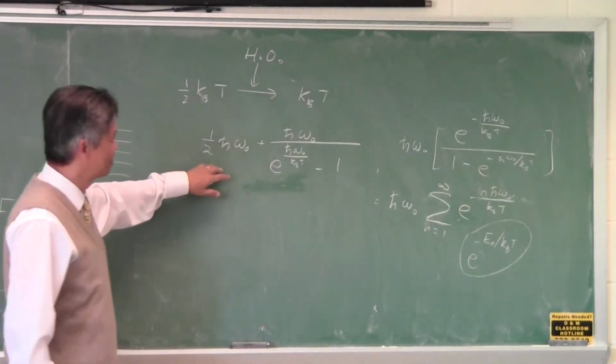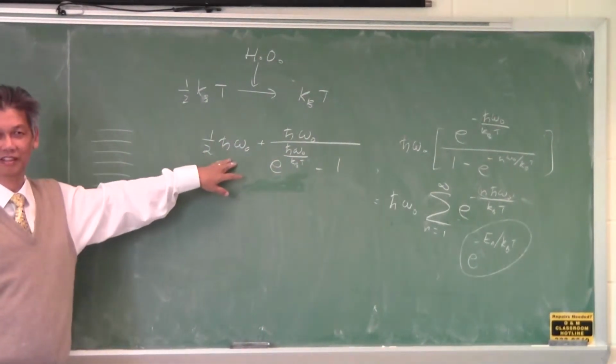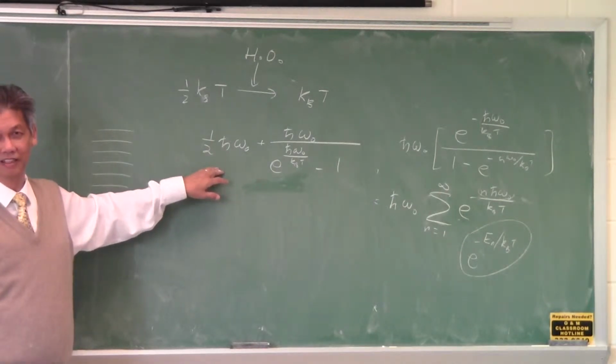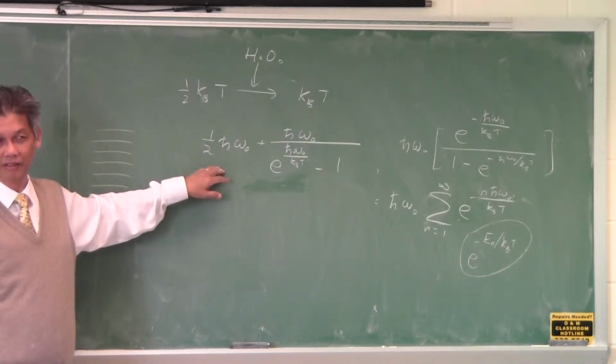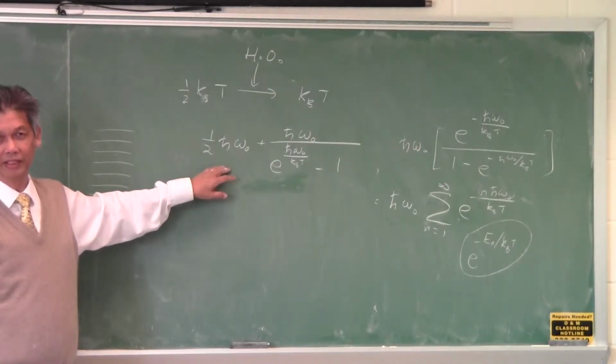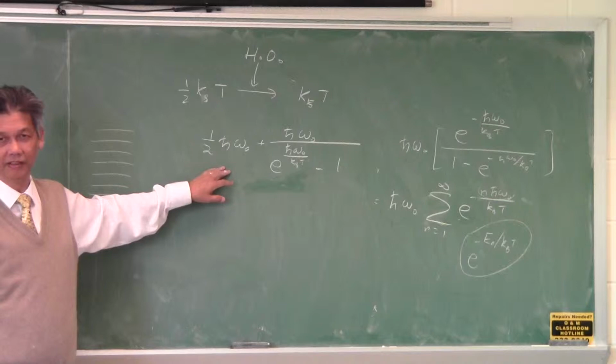And then this is something else. Where does this come from? This comes from quantum mechanics. Given any simple harmonic oscillator, it has to have a ground state. This is the zero-point energy of a quantum harmonic oscillator.